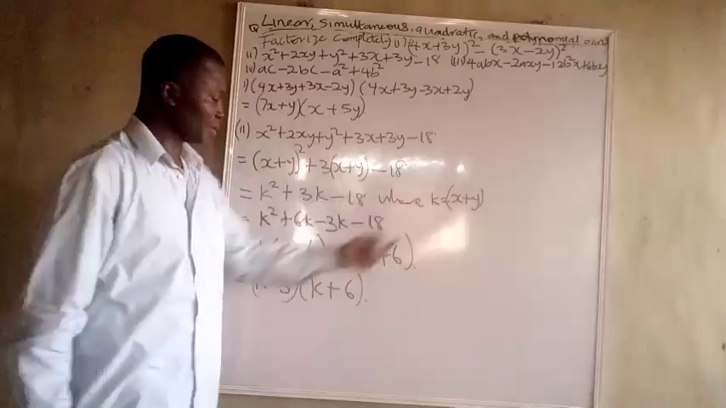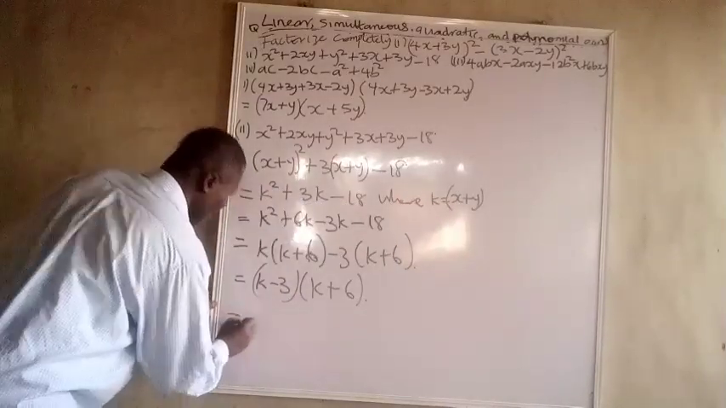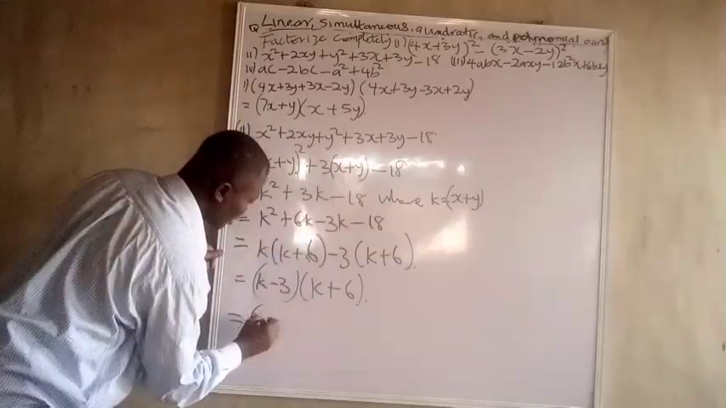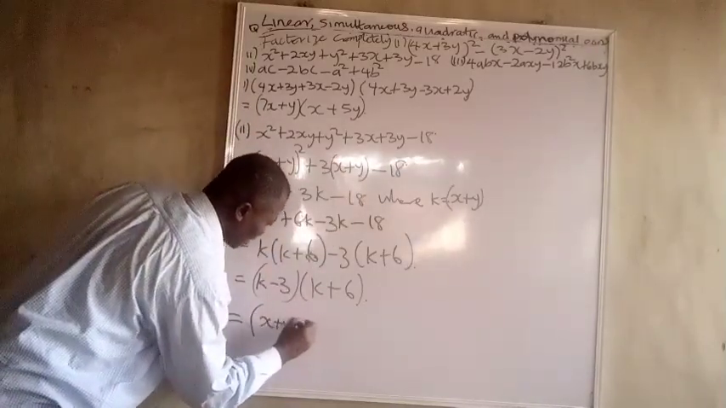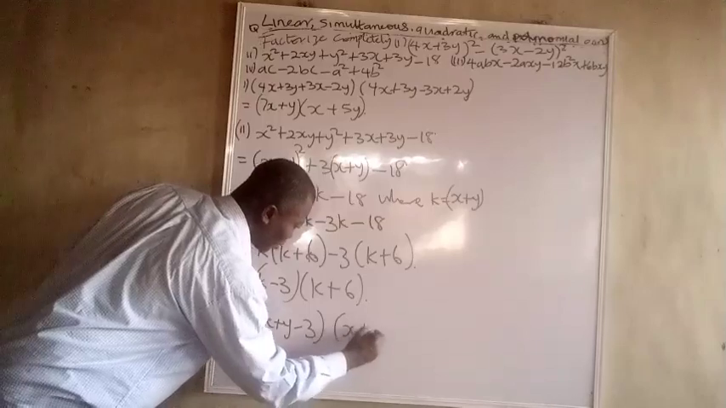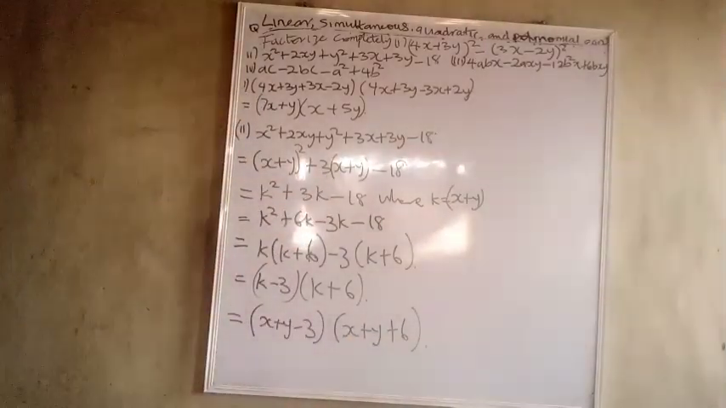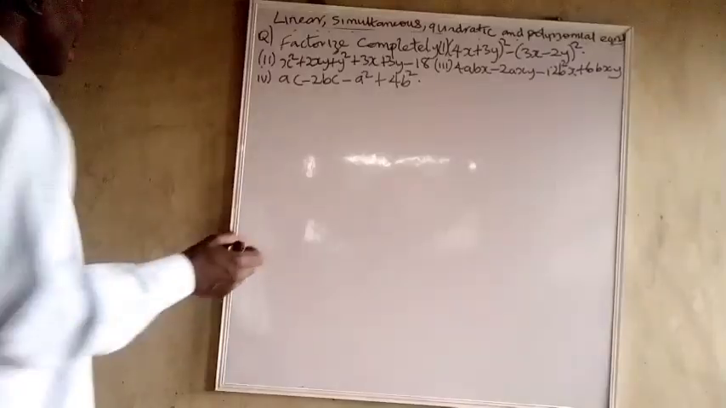Now you have to bring this back into this equation. So at the end of the day, the factorization of this expression is x plus y minus 3 into x plus y plus 6. So that is the answer. Now let's do the next one.